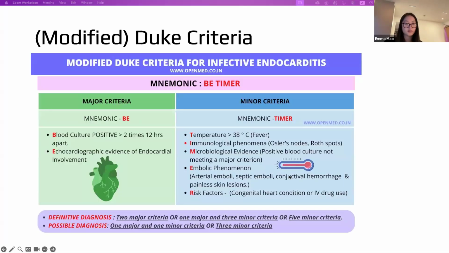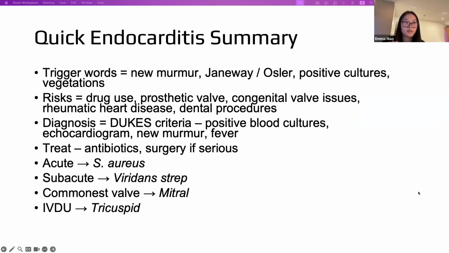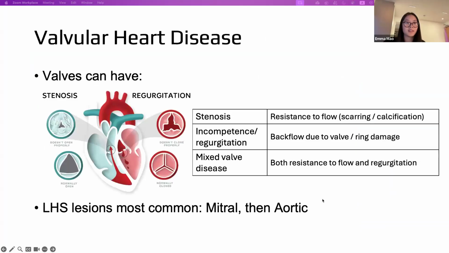Okay. So here's the two criteria. I've just put it in here for revision. But the main thing is blood cultures, so over 2 and over 12 hours apart, and then echocardiographic evidence. Okay, I can read through that. And then here's a quick revision slide on endocarditis. Okay, you can also read through that later.